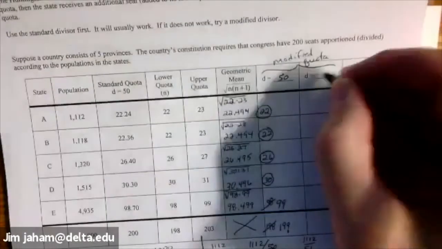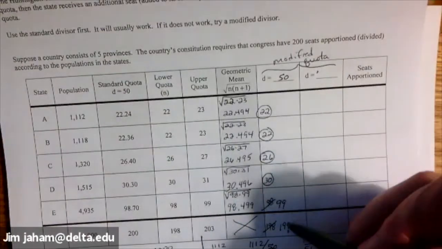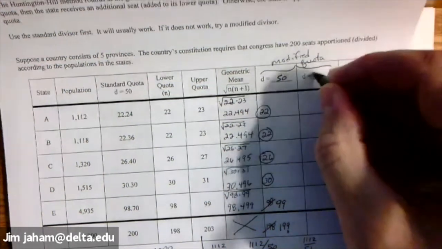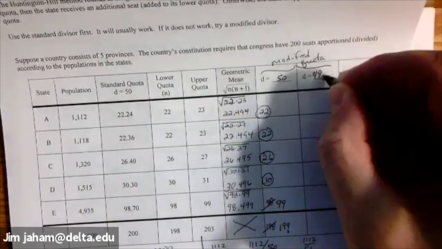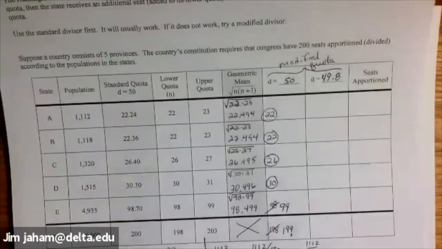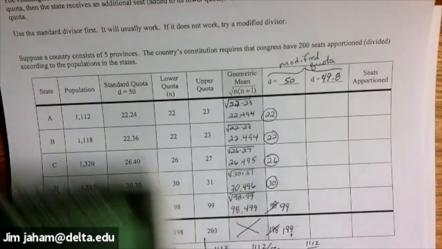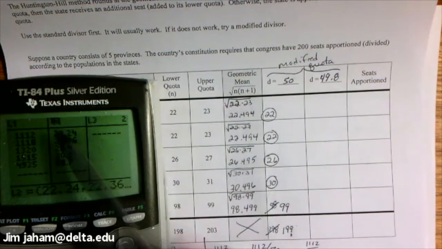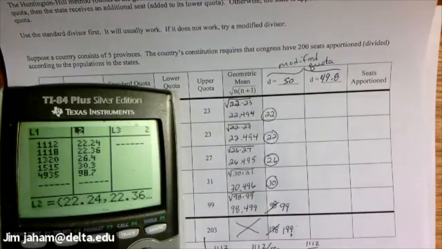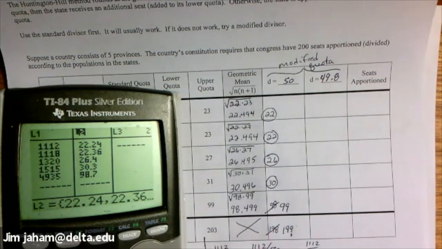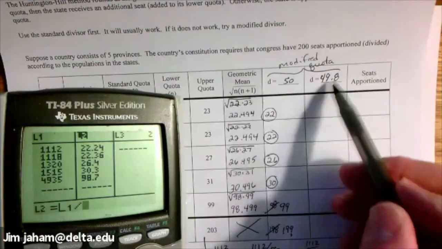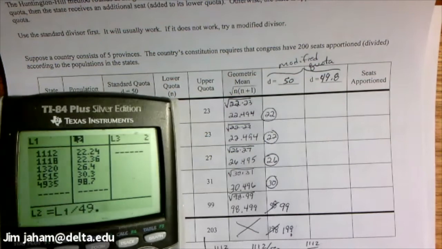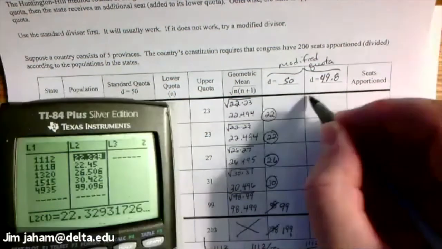Now, it doesn't have to be really small. It just has to be slightly smaller. And you don't want to go all the way down to 49, because then this number here might jump up to 205. It might be too big. So just choose in very small increments. Let's choose 49.8 here, just something very, very tiny. I'm going to go back to our list, highlight L2, and divide all the numbers in L1 by our new modified divisor, 49.8.